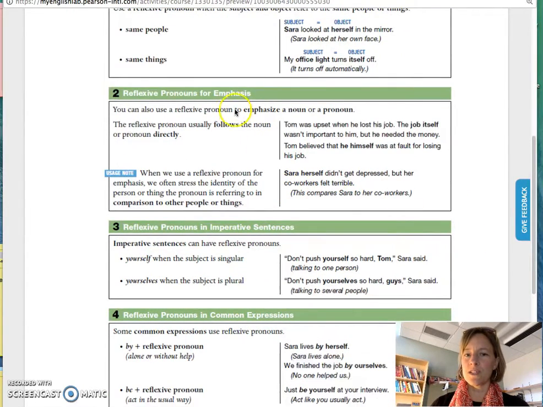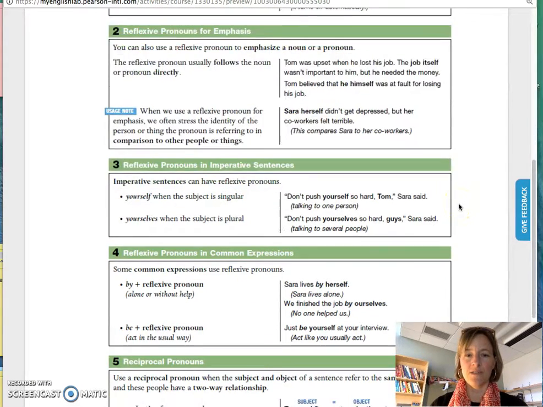If you want to use reflexive pronouns, you can do that just for emphasis. So I could say, for example, the homework itself is really hard. Itself just refers to homework. So I'm basically saying the homework is really hard. But by saying the homework itself is really hard, I'm just emphasizing. That's all. So that's one way you might see these reflexive pronouns.